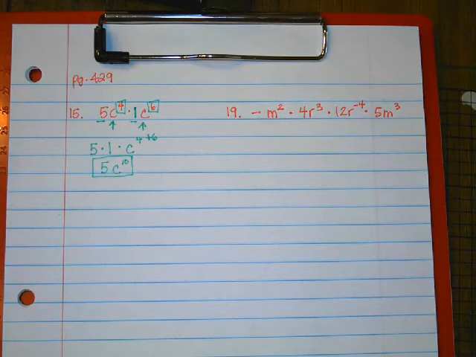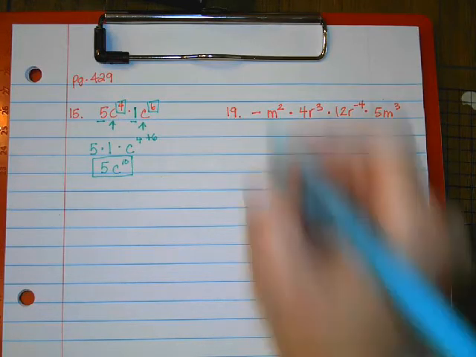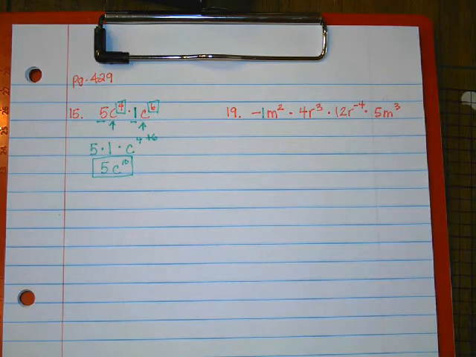All right, so let's move to number 19. So Fabian, tell me what we should do. Beautiful. I need to put a 1 right here in front of that m, so my variables now have distinct coefficients.